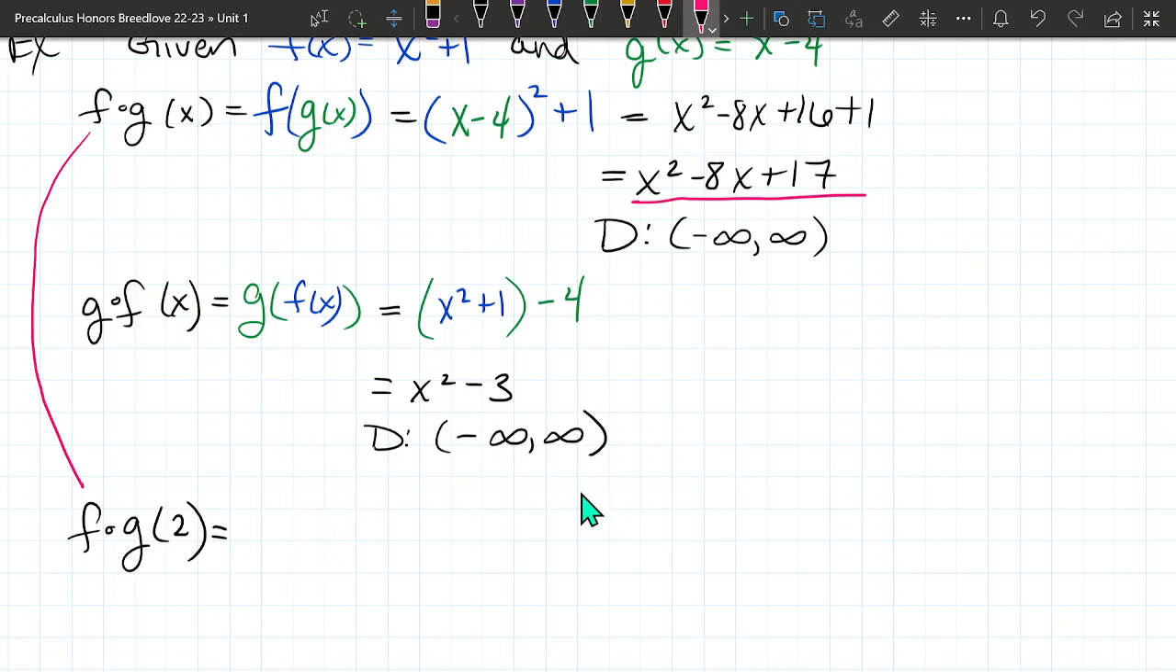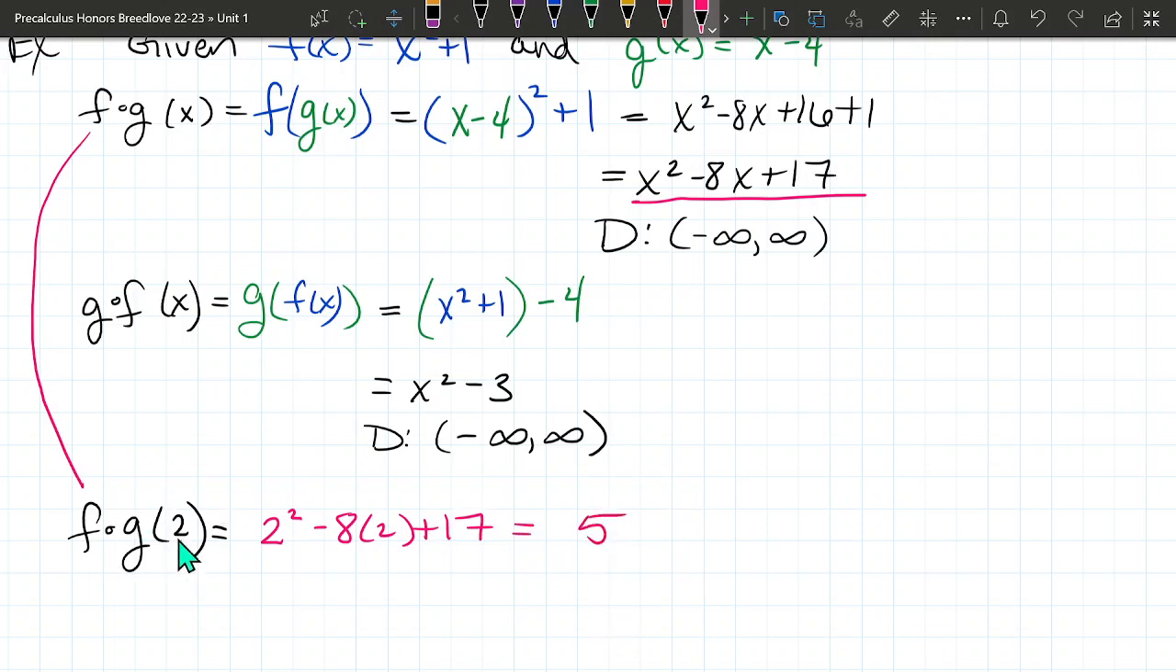So we'll just use that, but instead of x's, it's a 2 because this was f of g of x. This is f of g of 2. So we just turn all the x's into 2's. So we end up with 2 squared minus 8 times 2 plus 17. And then we end up getting 5.